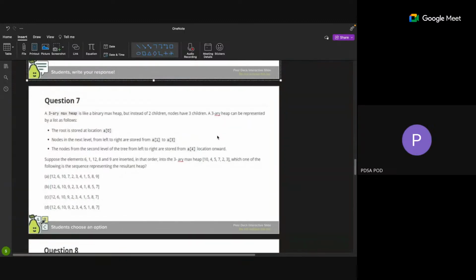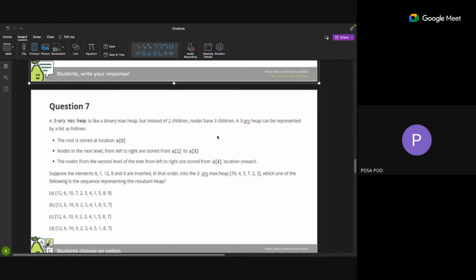Hope my screen is visible. A little bit of zoom. Is it okay? Yeah, it's okay.